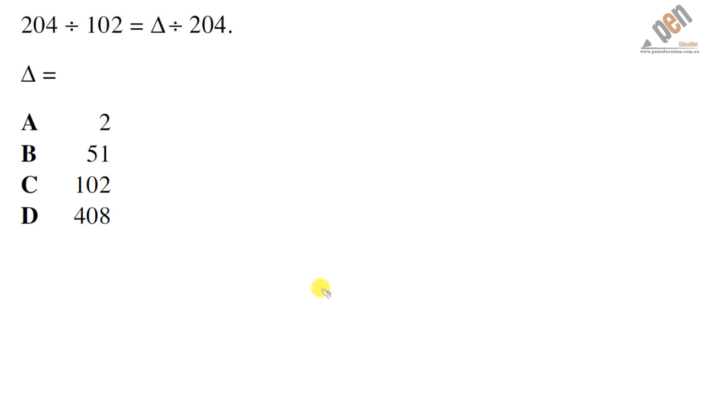204 divided by 102 is equal to triangle divided by 204. So what is a triangle equal to? Let's write this out in another way. We can have 204 divided by 102 being equal to the triangle all over 204. So let's see what the triangle is equal to.